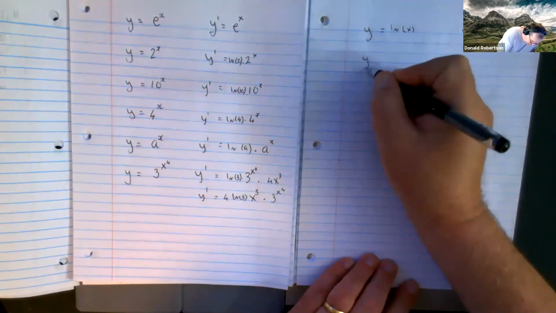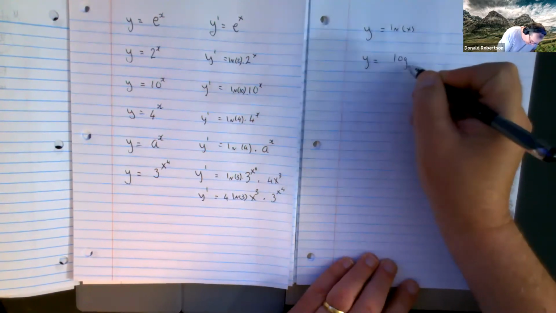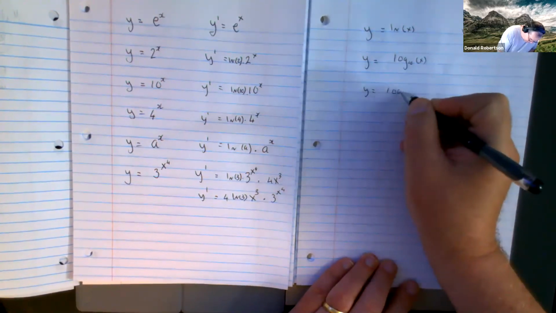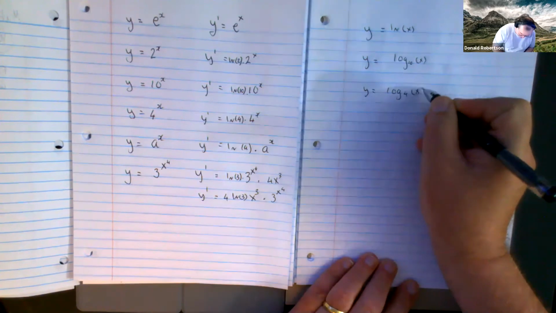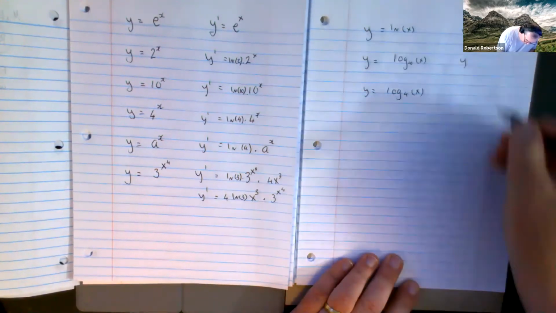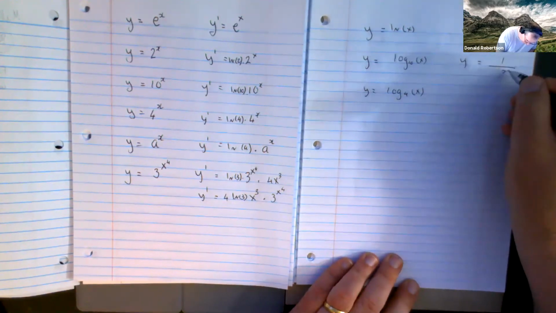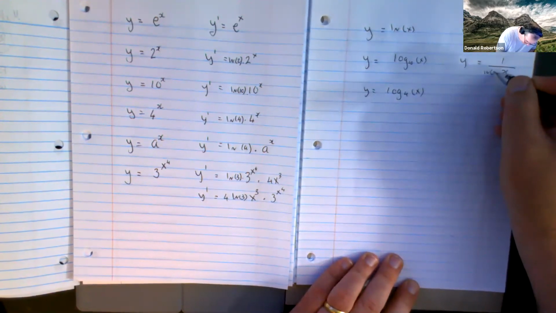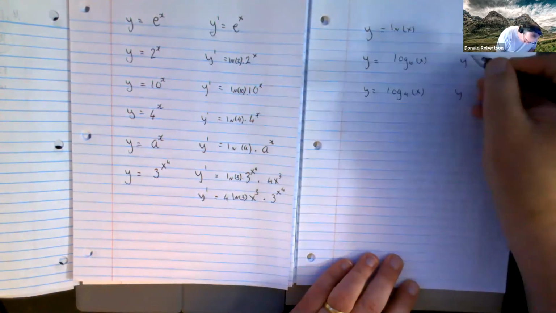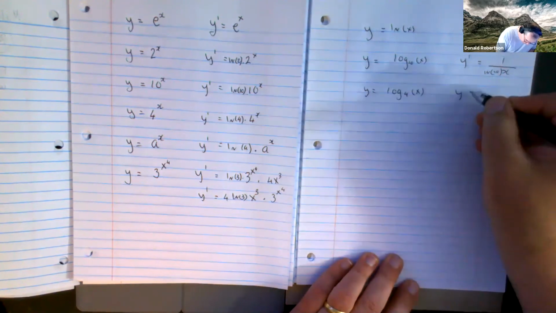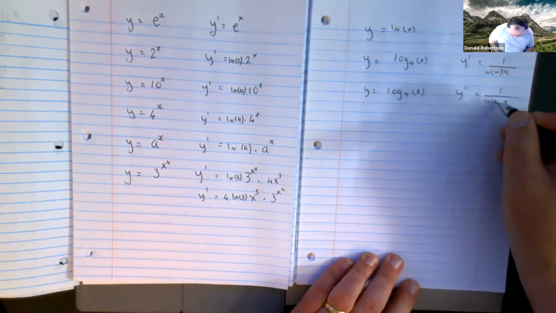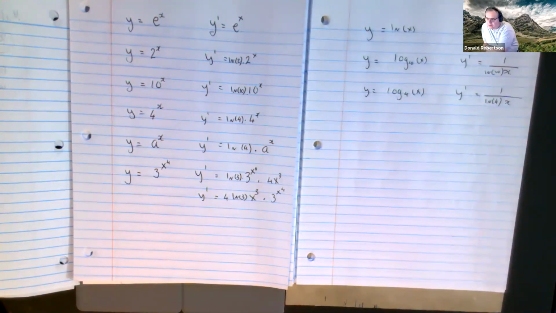But you can differentiate the log to any base you like, log to base 10 or log to base 4. And if you want to differentiate the log to the base 10 of x, you get 1 over x, and you tag in an extra ln of 10. And if you want to get the derivative of log to base 4 of x, you get 1 over x, and you tag in a natural log of 4. Are we happy with those guys?